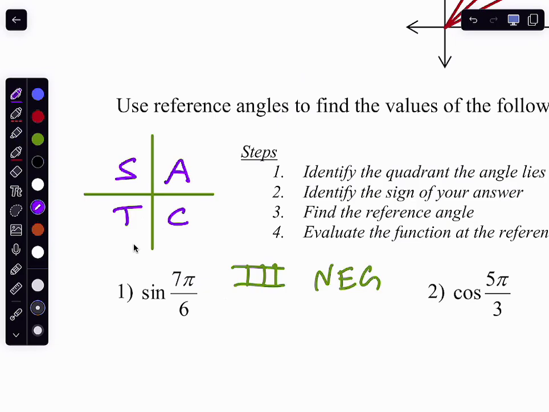The acronym ASTC is "All Students Take Calculus." That's the way of remembering those letters. A means all of them are positive. S means only sine is positive, which is the y values. T means tangent is positive. And C means cosine is positive. Okay? So all of them are positive, sine's positive, tangent's positive, cosine's positive, otherwise they're negative.